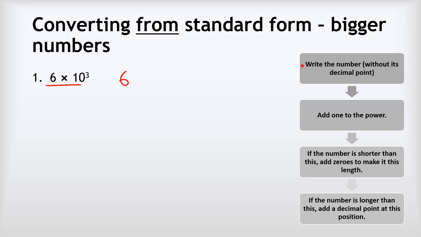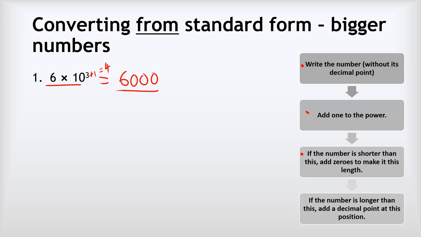Okay. Then what we're going to do is we're going to think about our power and we're going to add 1 to the power. Okay. So where it says 10 to the power of 3, we're going to add 1 to make that a 4. Now that tells us how many digits our number needs to have before its decimal point. So what we can do then is just add enough zeros to make the number up to 4 digits long. So in this case, I'm going to add another 3 zeros to turn my 6 times 10 to the power of 3 into 6,000 as my final answer.